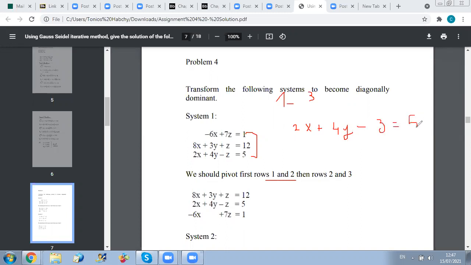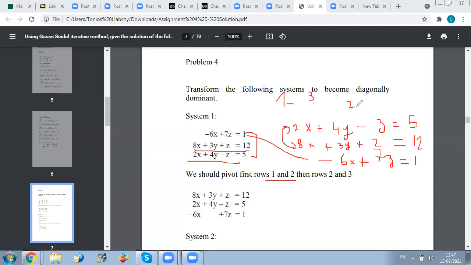But this equation after that is not in place. The second equation, 8x, is also not in place. Each pivoting will put one of the equations in its place, plus z equal to 12. And the third relation, now the third equation is in its place. So now I ensured that the minus 6 plus 7z is in its place, equals 1. Now to continue my operation, we said this equation should be the first one and this equation should be the second. So now the second pivoting will be between 2 and 3.